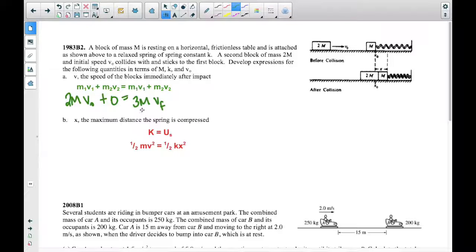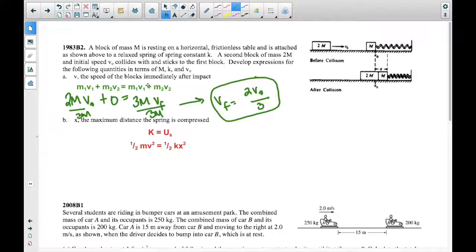So I'm going to divide each side by 3m. When I solve that for final velocity, I get 2/3 of the original velocity. And again, that should make sense. This has a certain velocity. When it hits that one, they're going to slow down a bit, but this one had a greater velocity, so they're only slowing down by 1/3. 2/3 the original velocity is what the final velocity is.